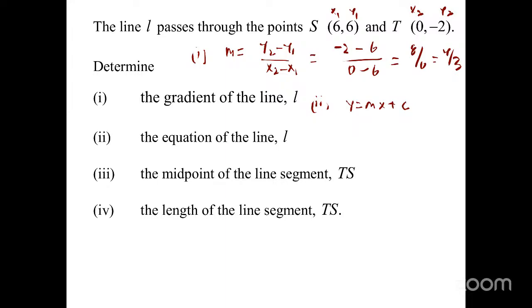c, right? So c is equal to y minus mx. You can choose any point you want, (6, 6) or (0, minus 2), right? The easier point to use is (0, minus 2). Anybody can tell me why? Why is (0, minus 2) the easier point to choose?